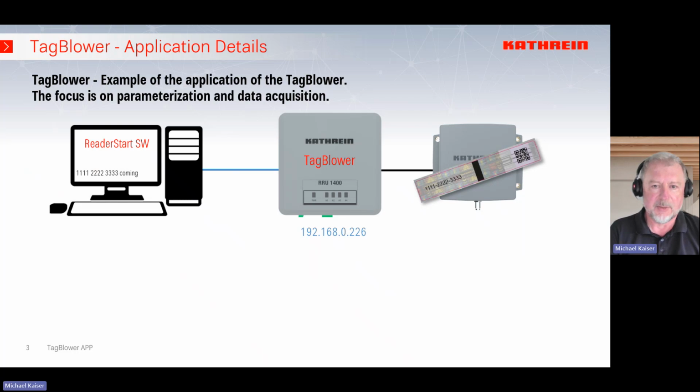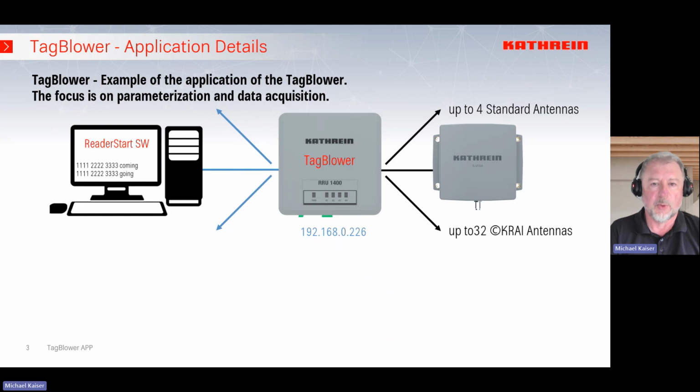If a tag arrives at the antenna, it will be collected and immediately transmitted to the client connected. In our case, the Reader Start software, and you see the tag is arriving and the EPC is showing as coming in event. When the tag is leaving, you get another message as a going message with the same EPC.